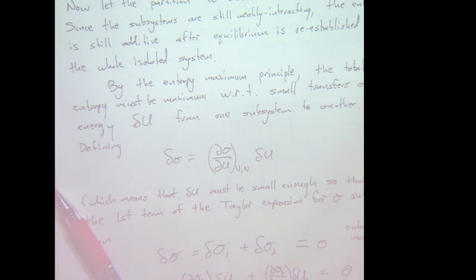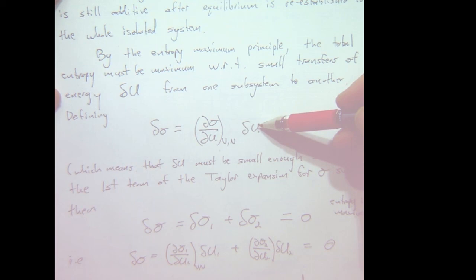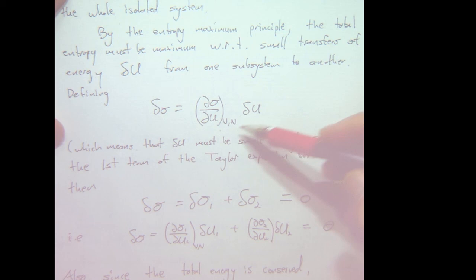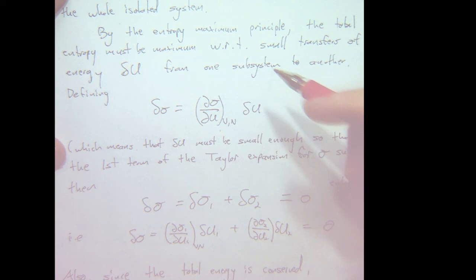it means that the change in entropy must be zero if the amount of energy is small enough. So delta sigma is d sigma by du, across the partition, times delta u. This delta means that this thing must be small enough so that the first term of a Taylor expansion for sigma is enough. Right. So really, this delta is a concrete small amount. It's not a limit as something tends to zero.